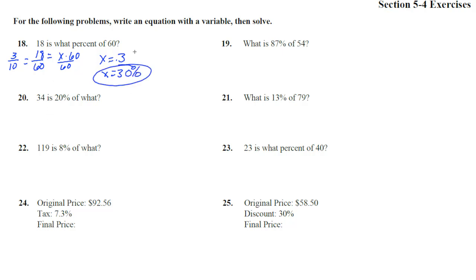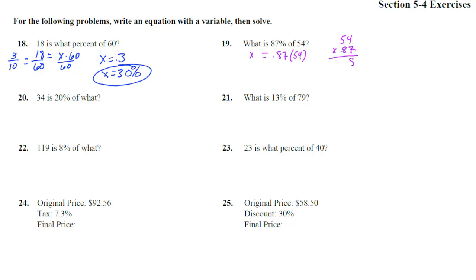Excellent. Now we could do a long division, 3 divided by 10, and then move the decimals, but I think you can see 3/10 is 0.3. Number 19. What is 87%, that's 0.87, times 54? So in that case, we're going to have 54, and we're going to times it by 0.87. We can do that by hand.